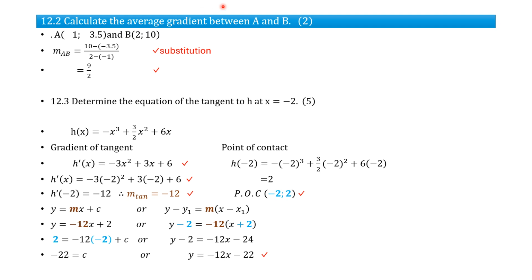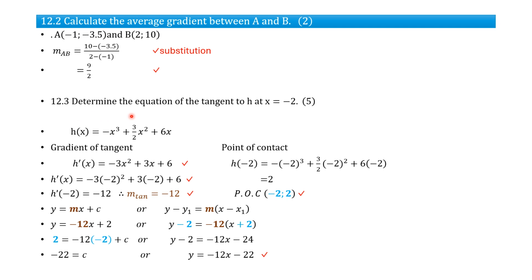Right, calculate average gradient between A and B for 2 marks. So A is minus 1 and minus 3,5 and B was 2 and 10. So gradient of AB would be 10 minus minus 3,5 over 2 minus minus 1. So 10 plus 3,5, 13,5 divided by 3 simplifies to 9 over 2. 1 mark for substitution, 1 mark for answer.